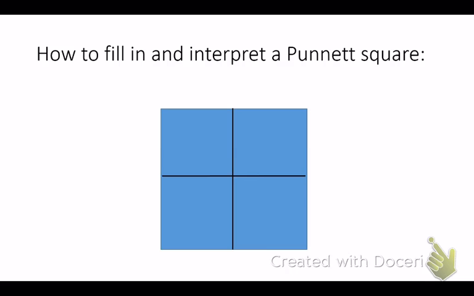For instance, I could have a parent that's heterozygous, meaning they have a dominant allele and a recessive allele. And they could be mating with a parent that is homozygous recessive, so they have two recessive alleles.